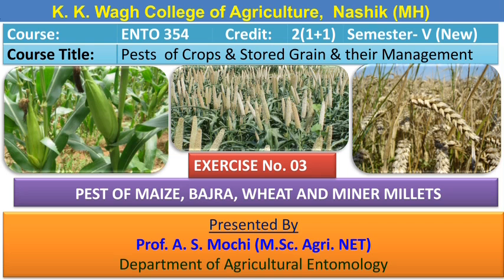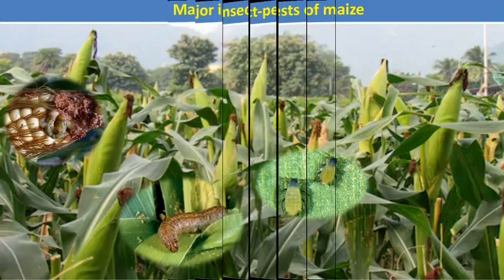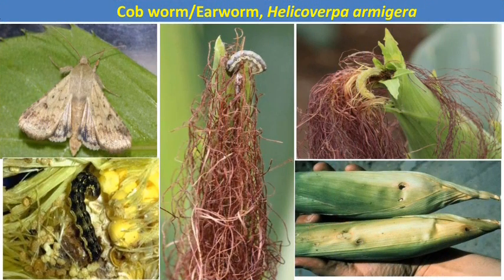So let us see which are the different insect pest populations which occur on different millet crops. Before going towards the different insect pest populations for the millet crop, we should know about each and every pest of the millets that will cause economic damage in that particular crop. So, in that, the first one is pests of maize.